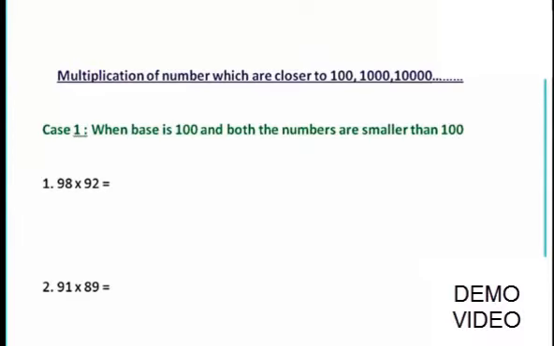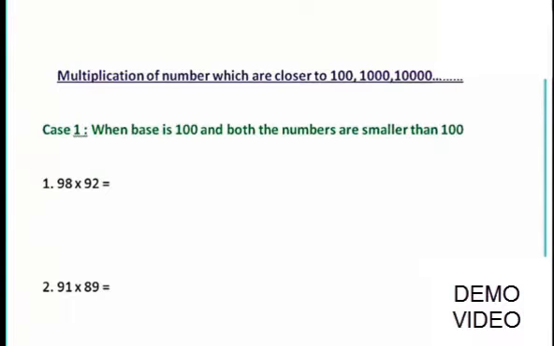In the series, first of all, let's take multiplication of numbers which are closer to 100, 1000, 10,000, etc. As a first case, we'll be taking when the base is 100 and both the numbers are smaller than 100.